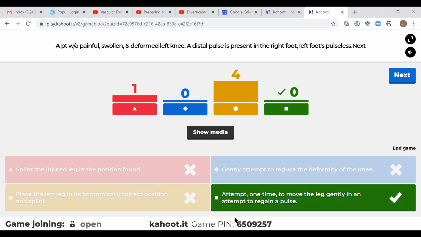That's one of those questions. They're both correct, but ultimately we have to try to get that pulse back if possible. So I can see why that's the correct answer.